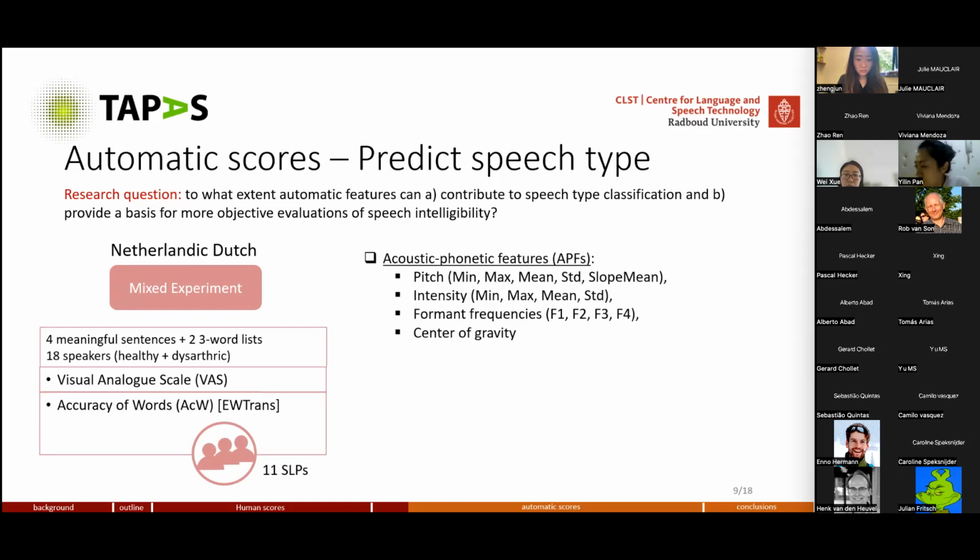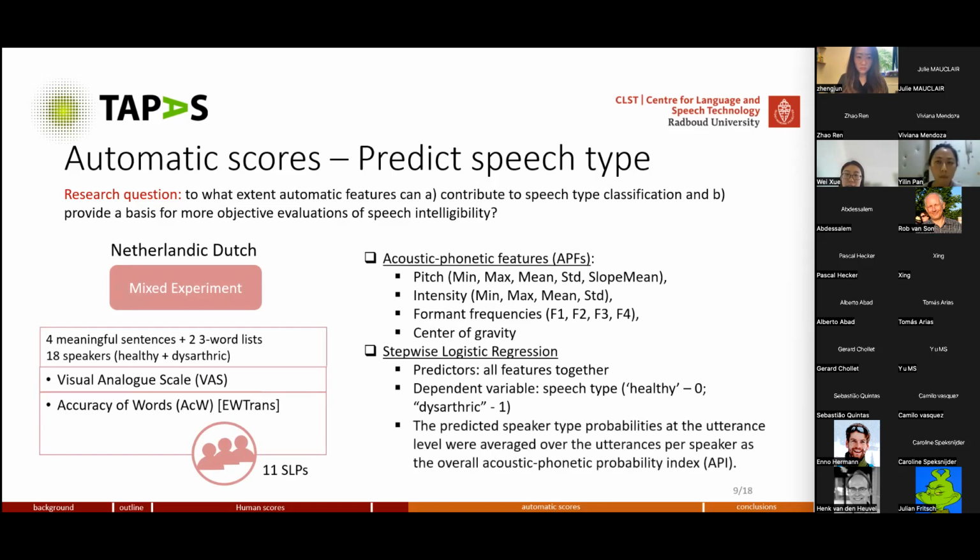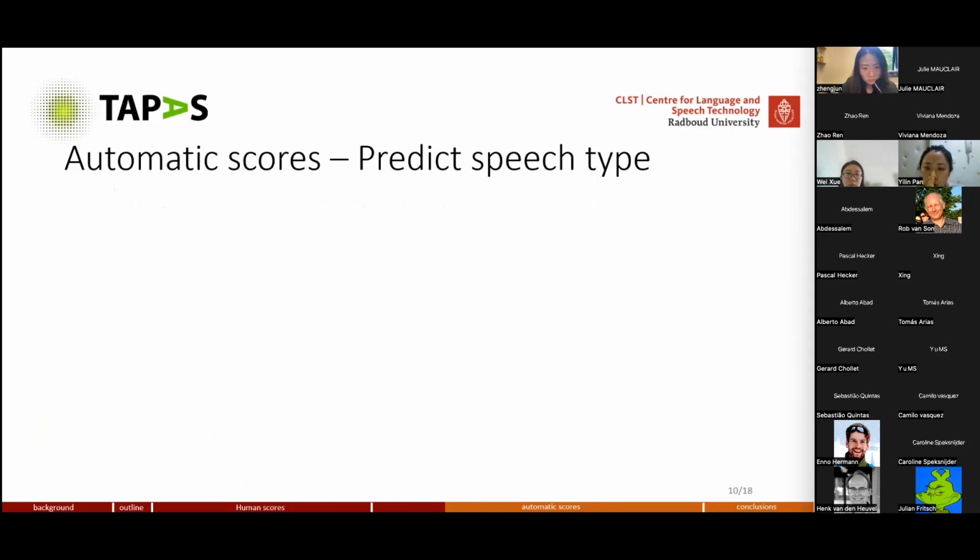Then we put these features as predictors in a stepwise logistic regression to predict whether an utterance is dysarthric or healthy. The predicted speech type probabilities at the utterance level were aggregated over the utterance as the overall acoustic phonetic probability index, abbreviated as API.